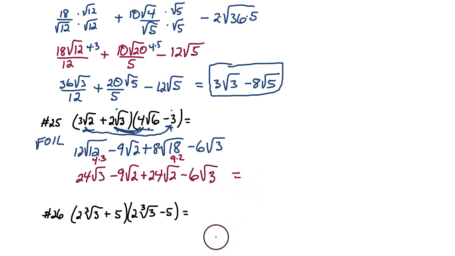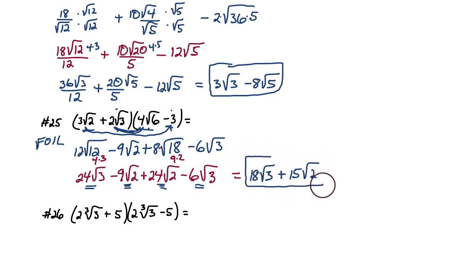Do we have any like terms? Looks like we can combine this one and this one. 24 minus 6 makes 18 square root of 3. And it looks like we can combine this one and this one. Negative 9 plus 24 makes positive 15 square root of 2. Here's the final answer.